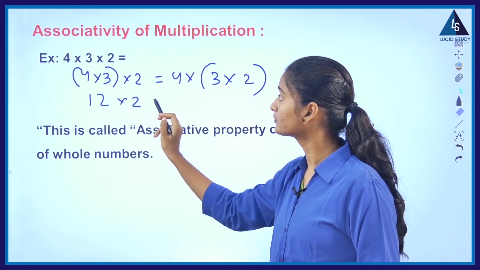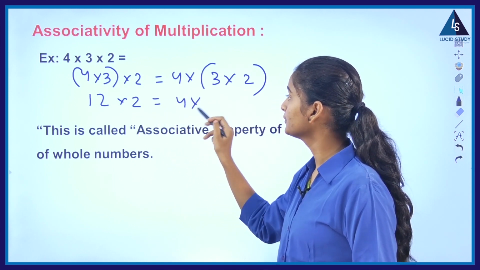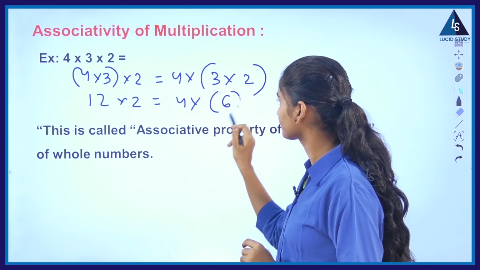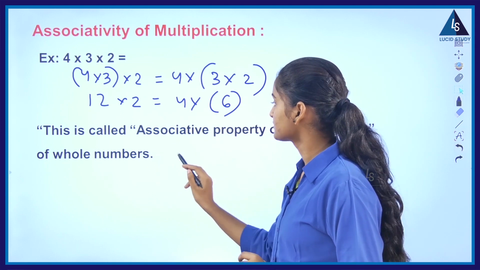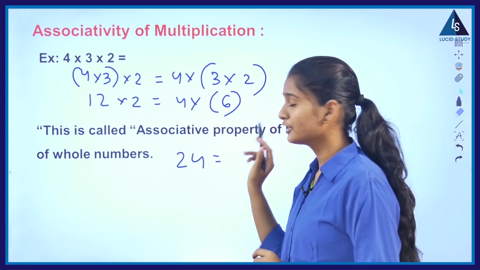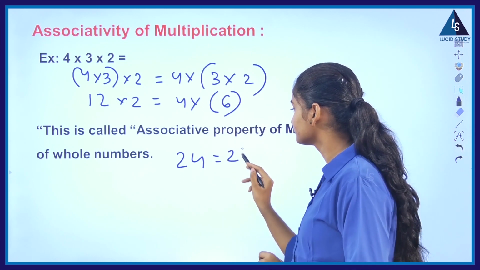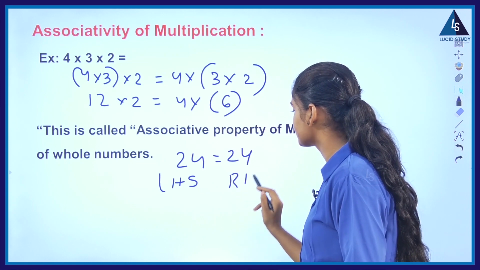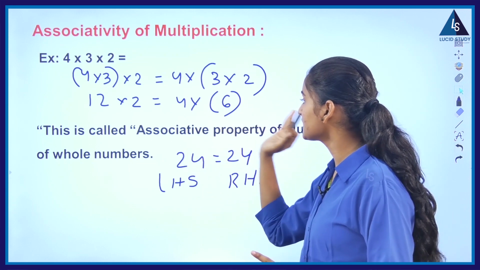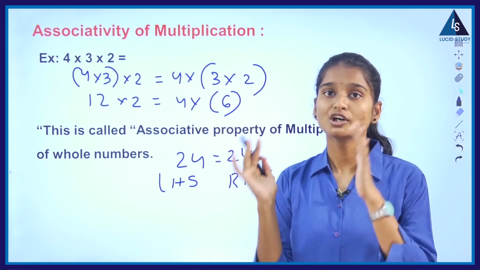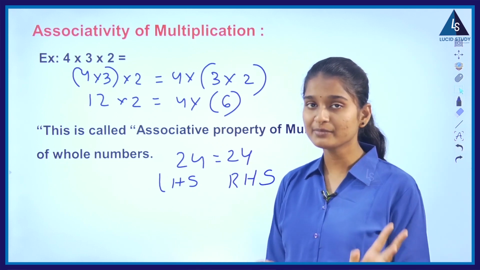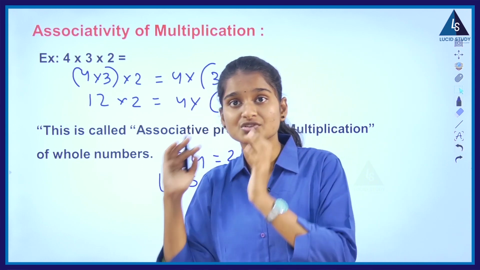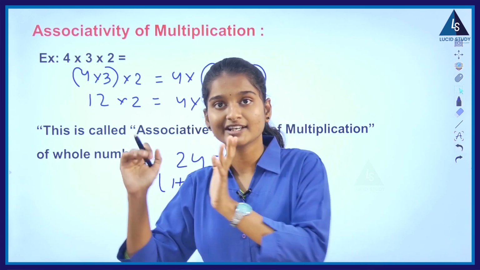12 into 2. So 4 into, what is 3 into 2? 3 into 2 is 6. 12 into 2 is 24 and 4 into 6 is also 24. So children, LHS is equal to RHS. So this is called the associative property of multiplication of whole numbers. So whole numbers follow the associative property. So (A into B) into C is equal to A into (B into C).